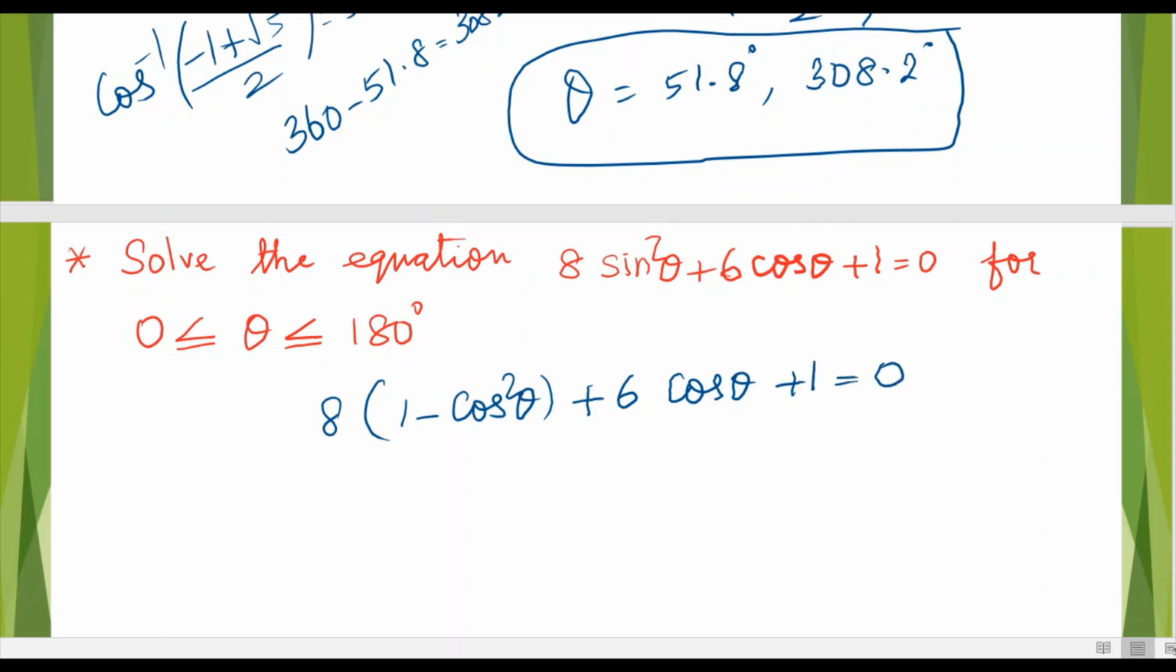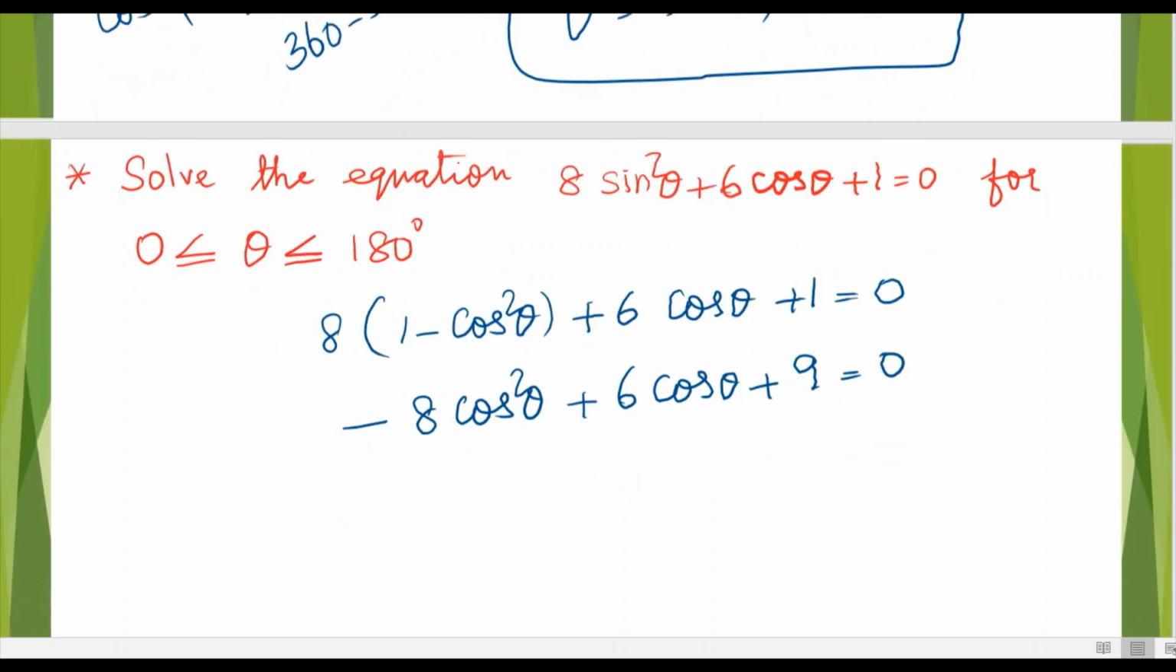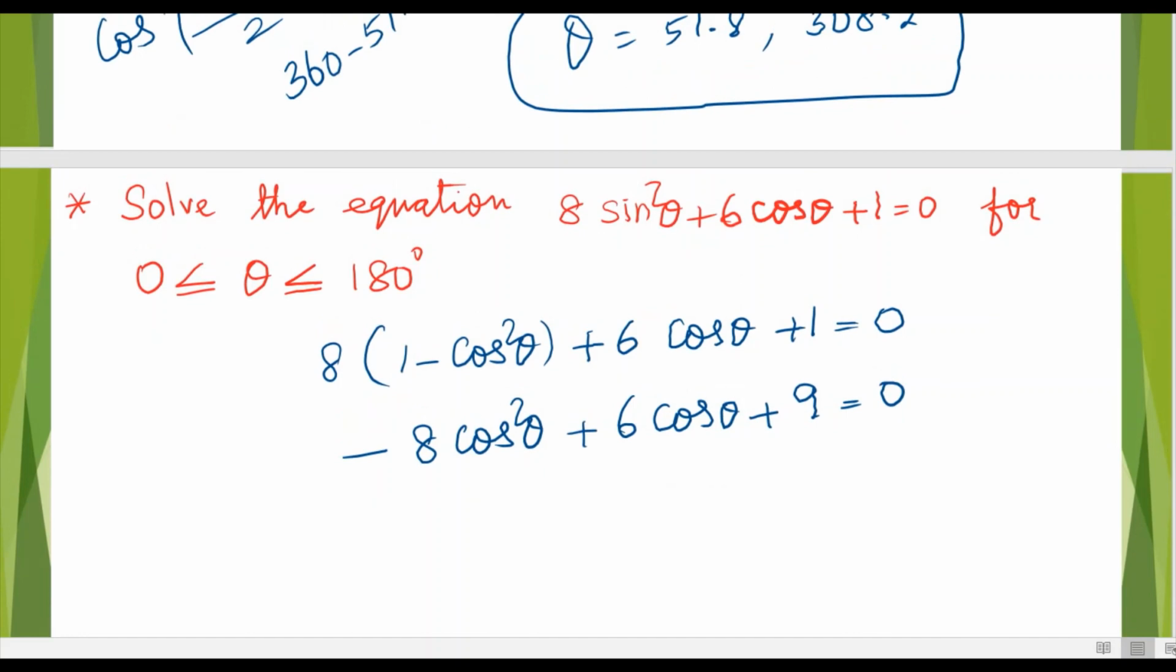So it can be written as minus 8 cos square theta plus 6 cos theta plus 8 plus 1 is plus 9 equal to 0. Okay. If you multiply each and every term by -1, this cos square term will become positive. So you will get 8 cos square theta minus 6 cos theta minus 9 equal to 0.